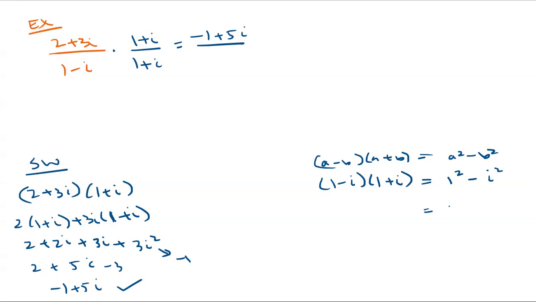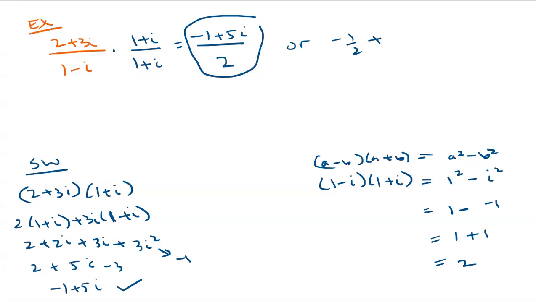So 1 squared is 1. We still got a 1 here. And then i squared is negative 1. So that means we have another negative. So that's going to give us 1. Two negatives will give me a positive. So 1 plus 1 is 2. So the denominator here is 2. Okay? So you can leave your answer this way. That's totally fine. Or you can break it down if you want. Okay? Either way is correct.